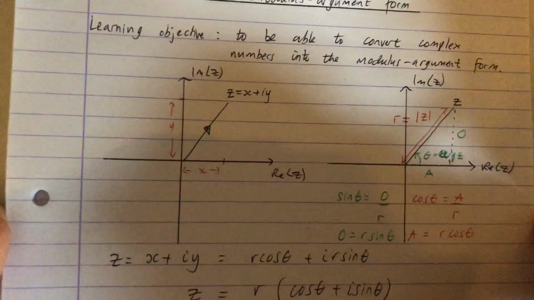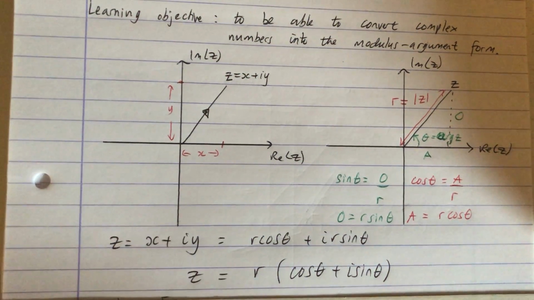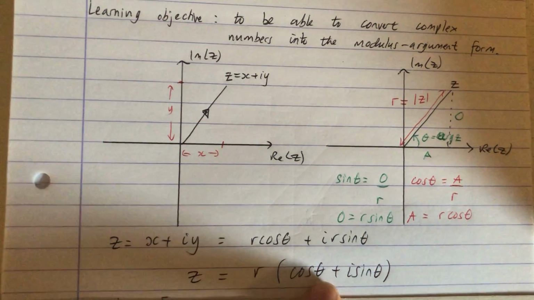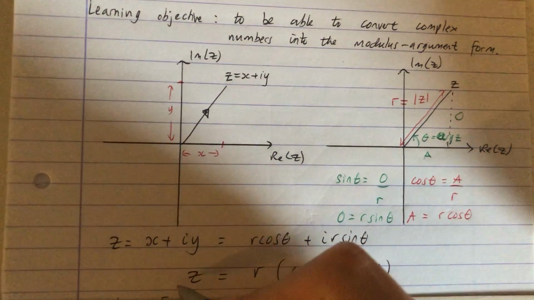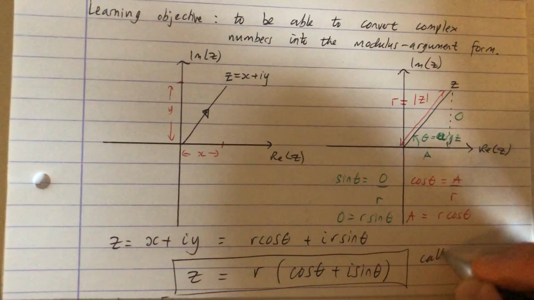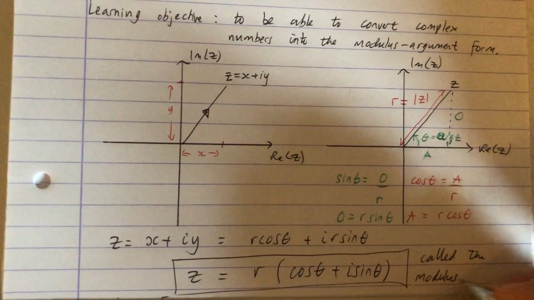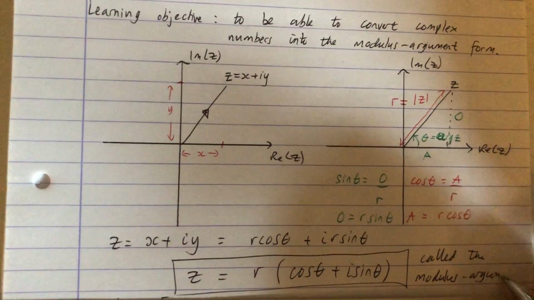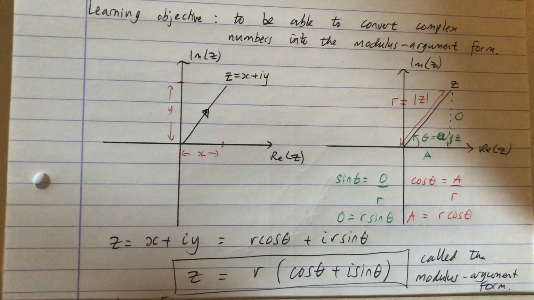If you stare at this, in this particular formula now, there's no x's and y's, and the thing this has been described in is thetas and r's, arguments and modulus. This particular form is called the modulus argument form, and it's just another way to write the complex number. Okay, just another way to write it.